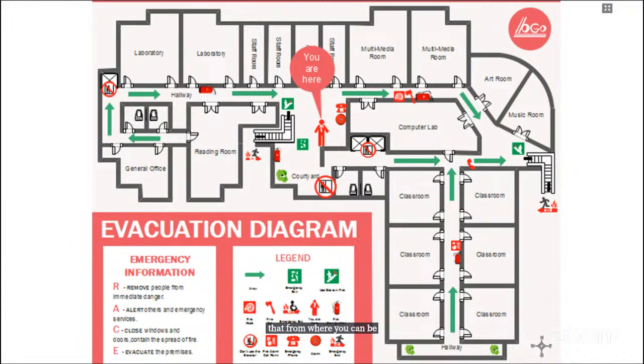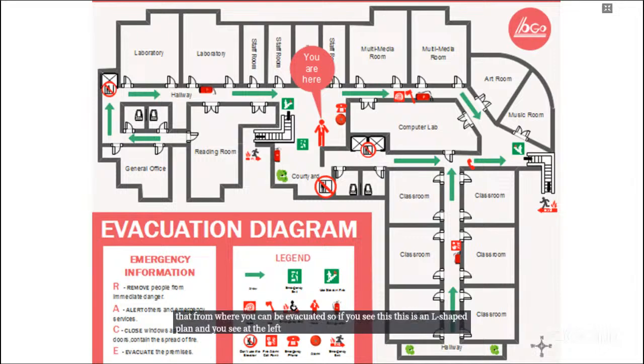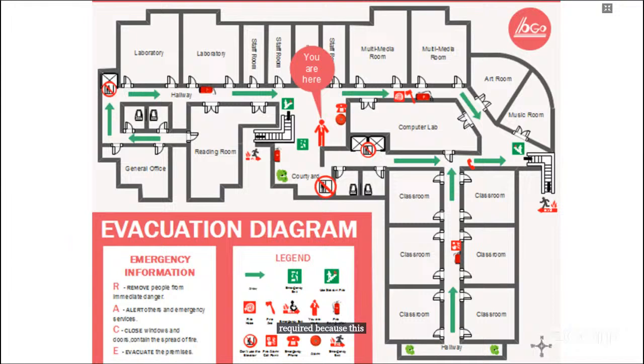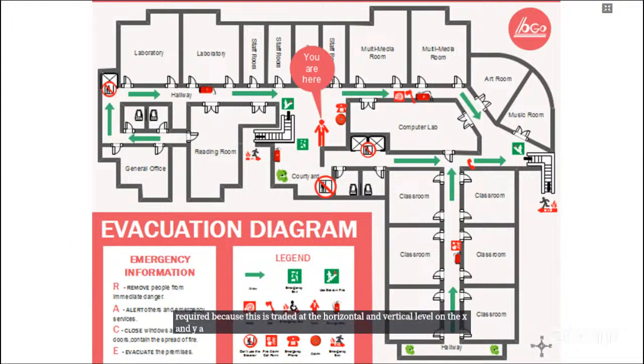If you see this, this is an L-shaped plan, and on the left also there is one fire escape, and on the right also there is one fire escape, because it was required, as this is spread at the horizontal and vertical level on the x and y axes both. So it was required to give fire routes on both sides. Okay, I hope I am done with this.